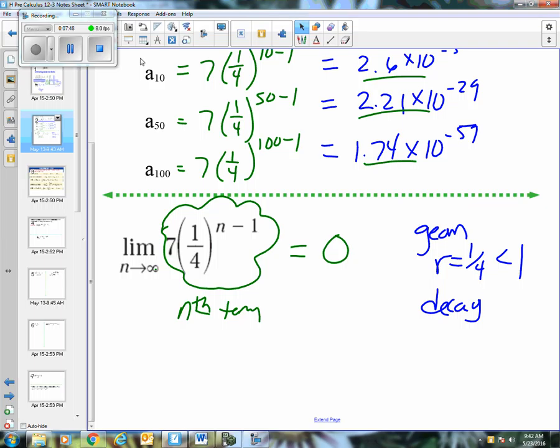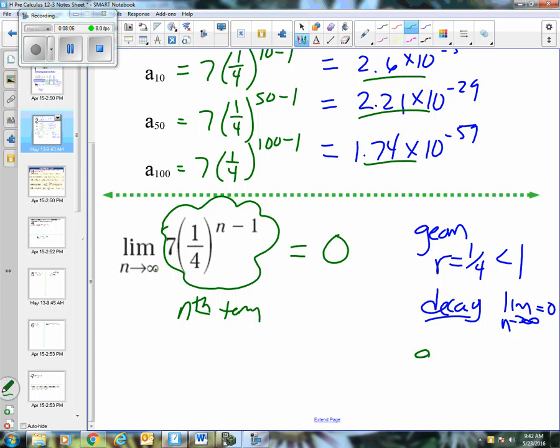The ratio, if it's bigger than 1, those terms are going to get larger. They're going to grow. It is not going to give you a limit that we can talk about a value for. Those numbers will get infinitely big. So geometric are things we kind of know about. If the ratio is less than 1, it's decay. That means the limit as n approaches infinity is going to equal 0.